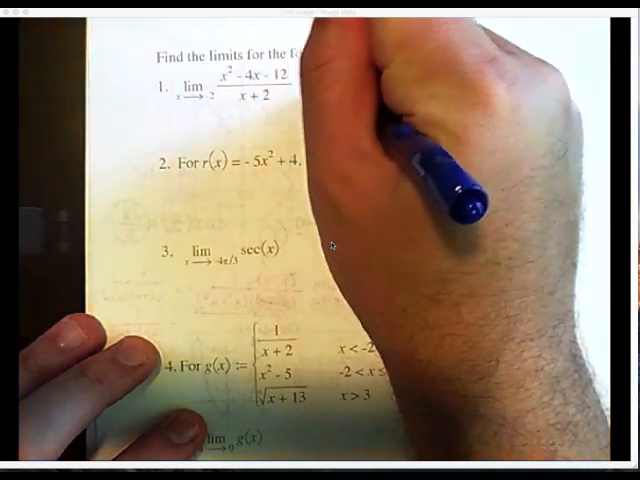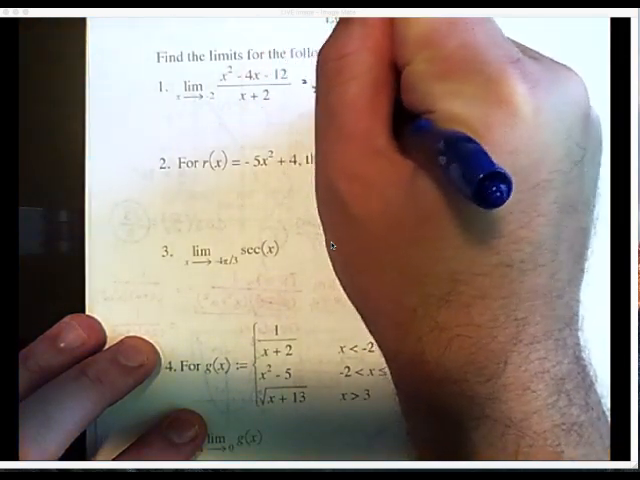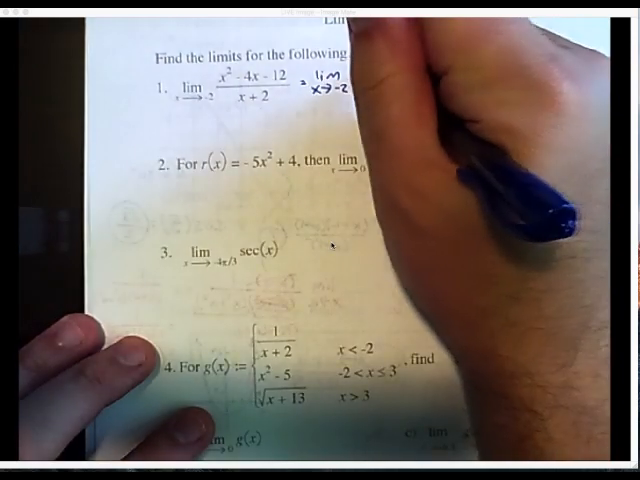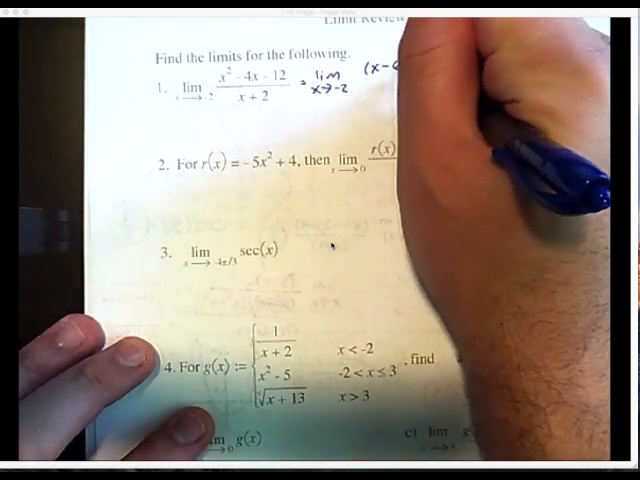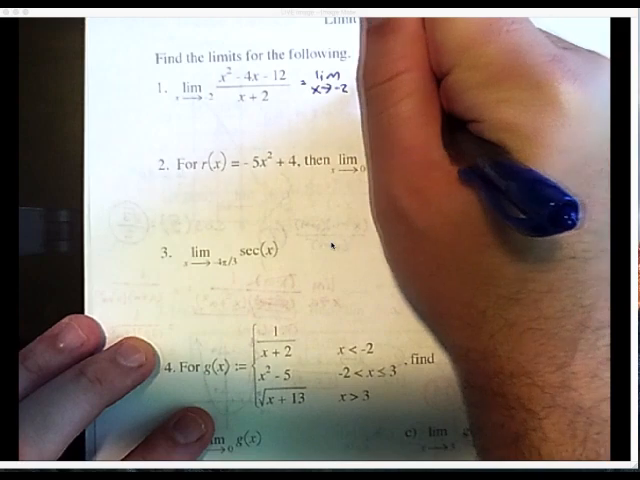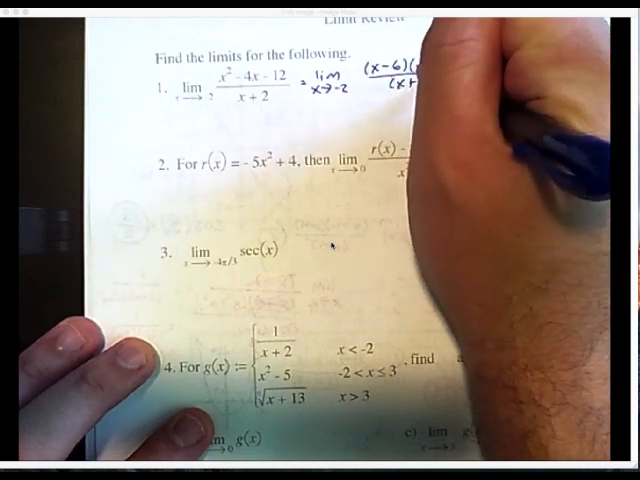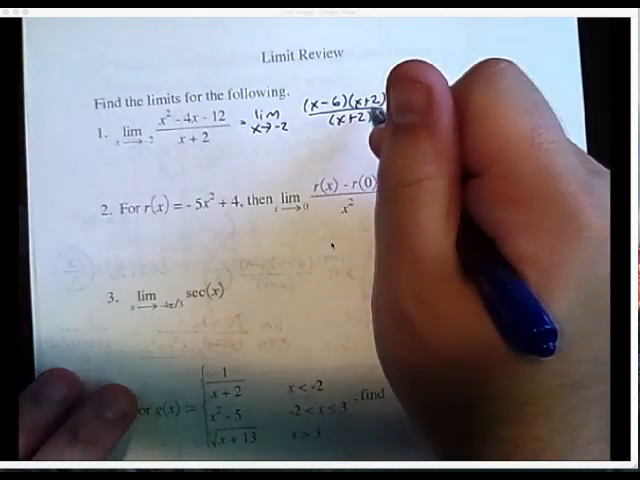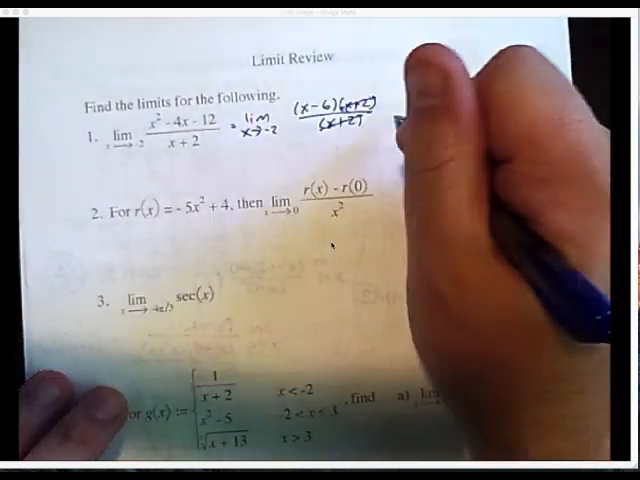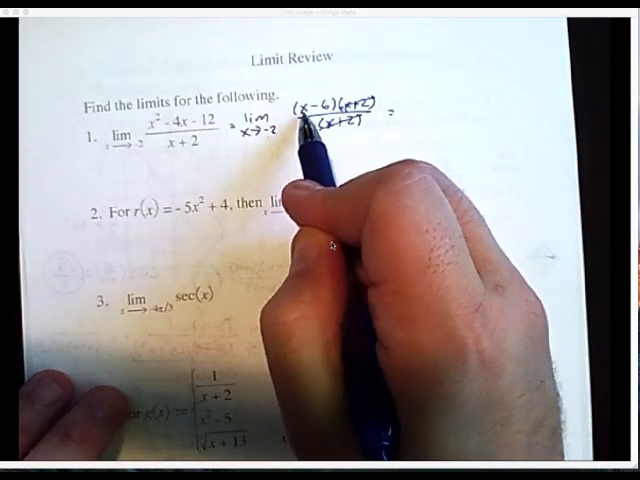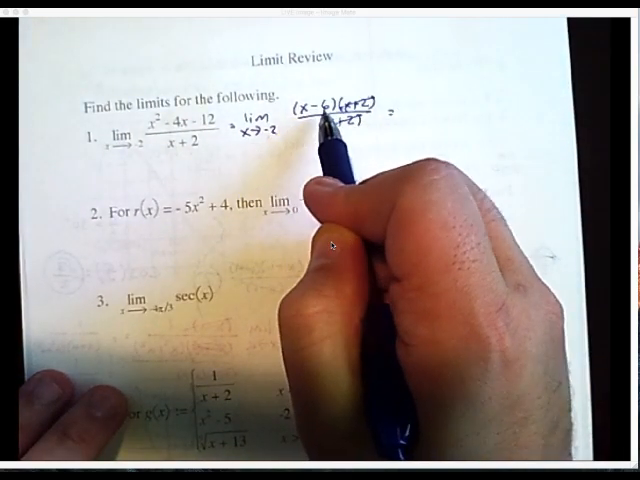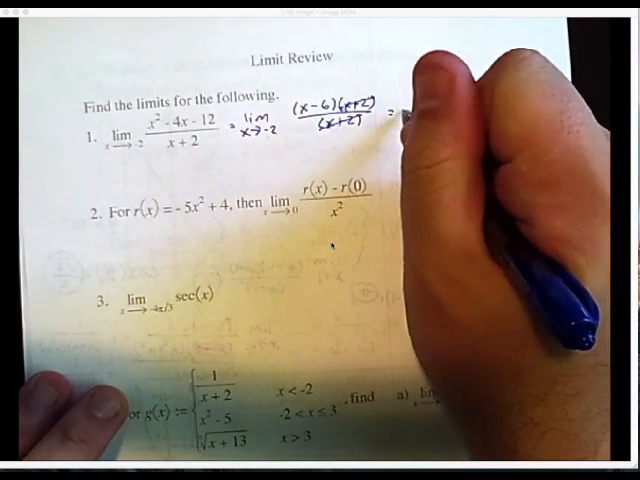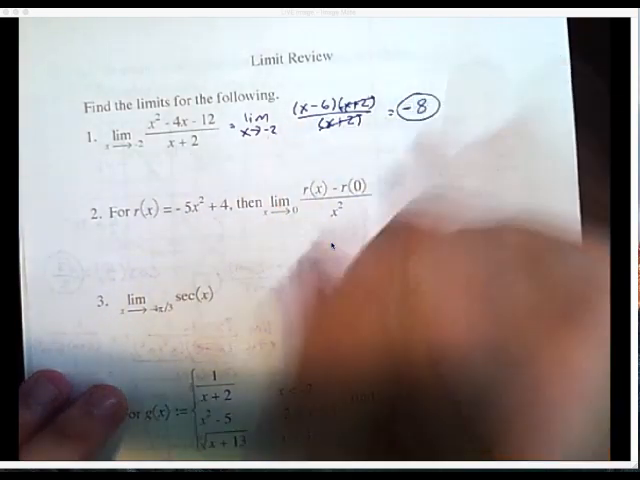So I can rewrite this as, if I do some factoring, I get x minus 6 times x plus 2 all over x plus 2. The x plus 2's cancel each other. And now you can try to plug into the simple x minus 6. Negative 2 minus 6 is negative 8. That's the answer.